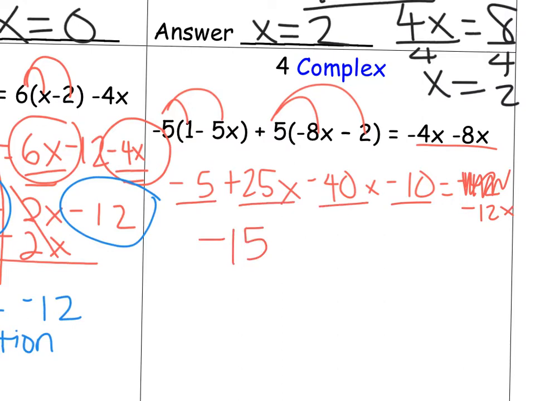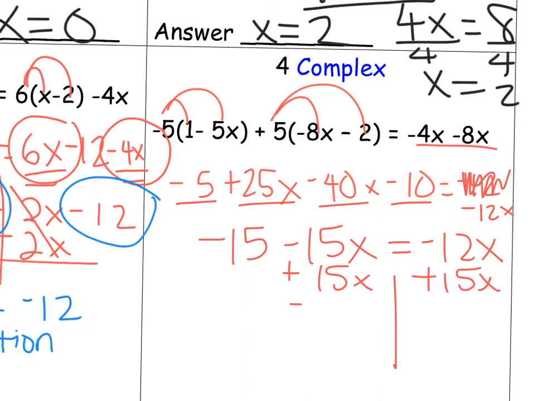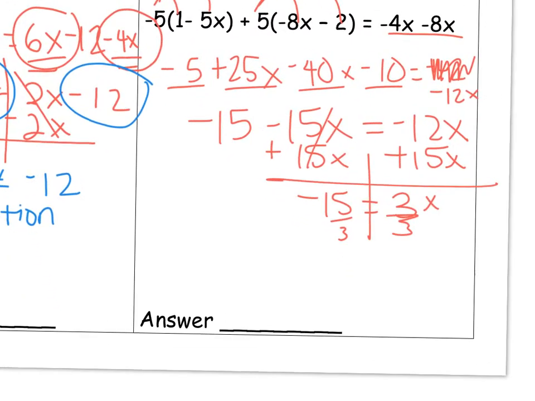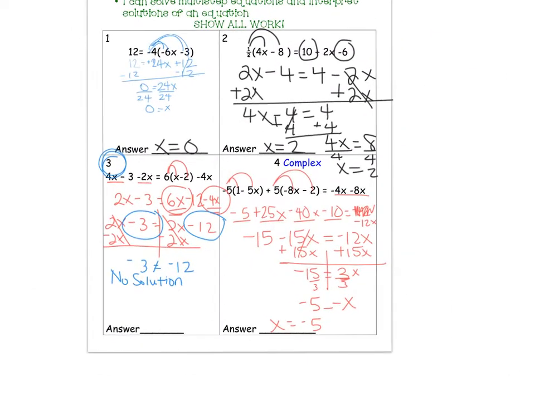25x minus 40 is negative 15x equals negative 12x. Now I got to bring the 15 to the 12. So negative 15 equals 3x. Divide by 3. X equals negative 5. Okay. So that takes care of the first page of your sheet. If you need help with the second page.